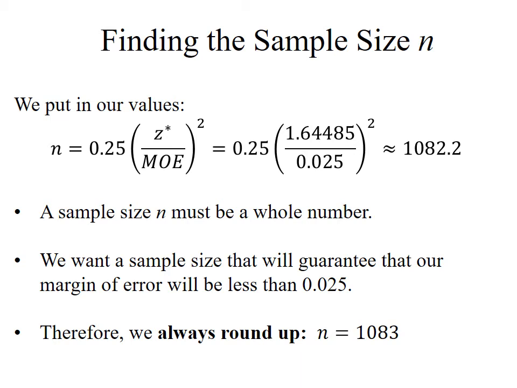1082.2. Except I'm surveying people. My sample size, whether it's people or tomato plants or whatever, my sample size n must be a whole number. And I want a sample size that will guarantee absolutely that our margin of error will be less than 0.025. So that's why we always, under all circumstances in this, round up. If I use a sample size of 1083, then I'm guaranteed that no matter what p hat is, my margin of error will be something less than 0.025.